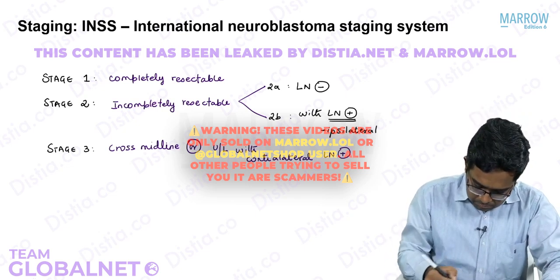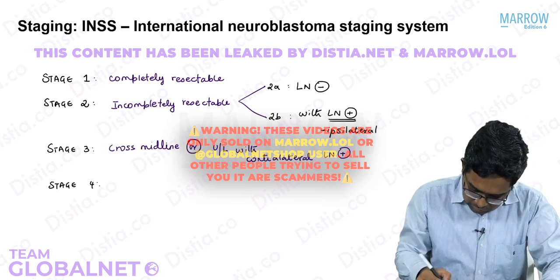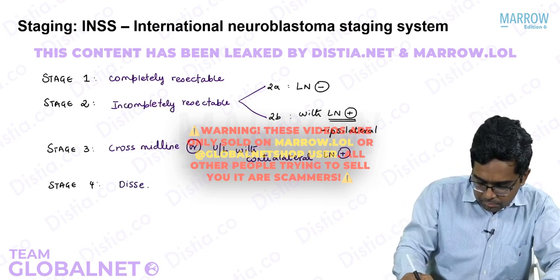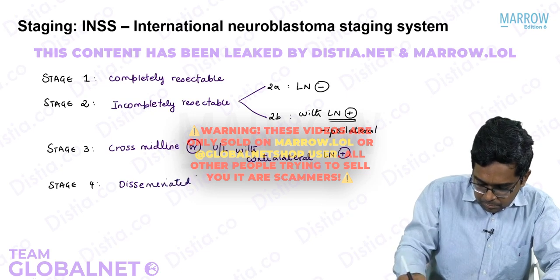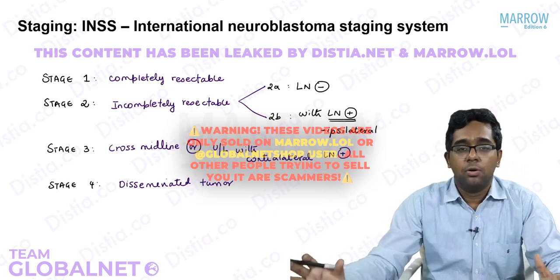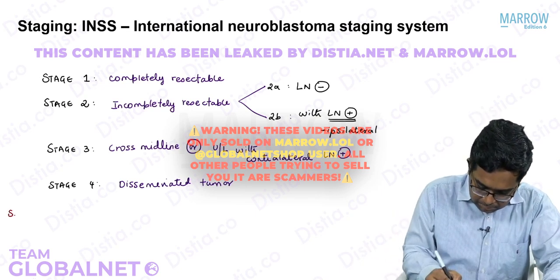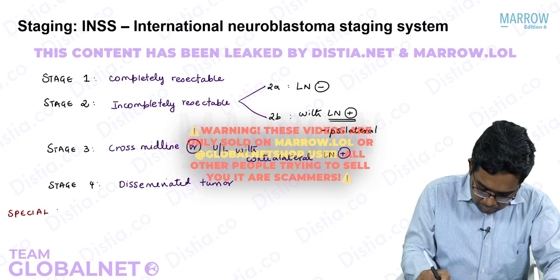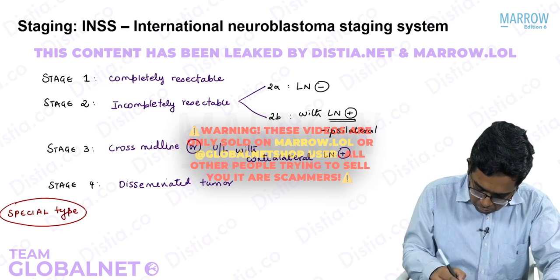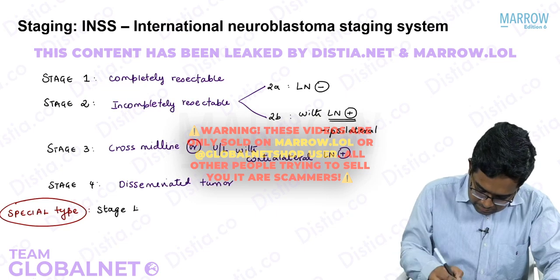Then stage 4. This is characterized by widespread lesions or disseminated tumors. It is nothing but widespread metastasis to the bone, skin and all those areas. That is called stage 4. Now here I want you to remember one thing, a special type called stage 4S.